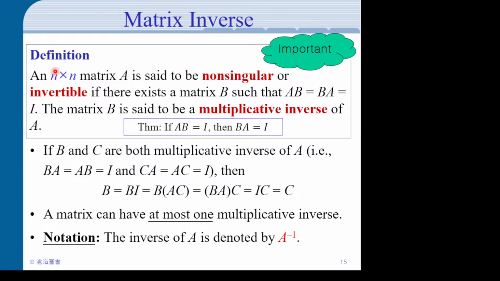And so a matrix is invertible, or non-singular. We'll see why it's called non-singular later. Anyway, it's invertible if there is an inverse, so there is a B such that AB equals BA equals the identity. So you multiply A with B, then you get the identity. And this B is called a multiplicative inverse, or more generally, we just say B equals A inverse, A^-1.